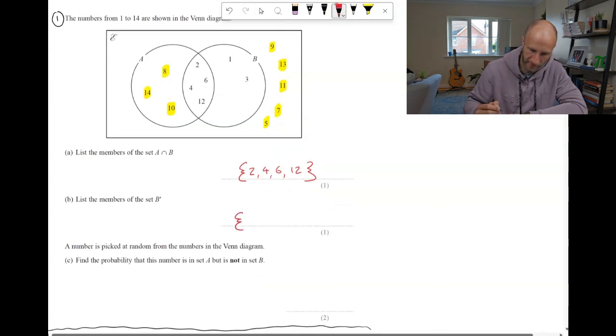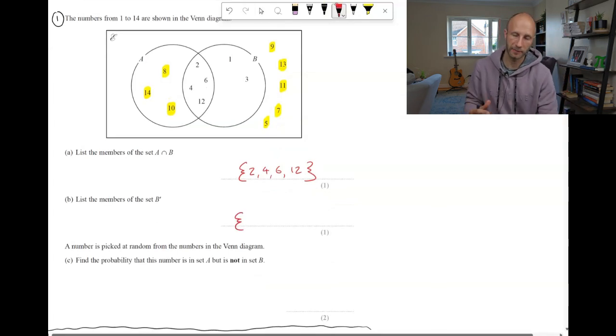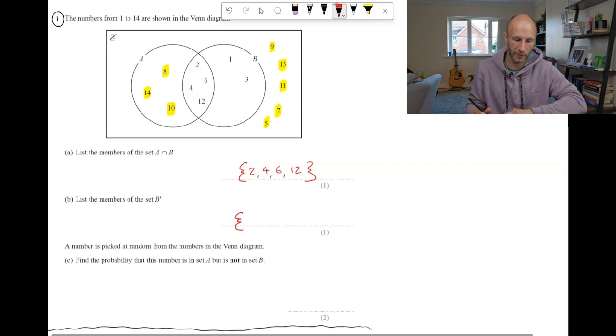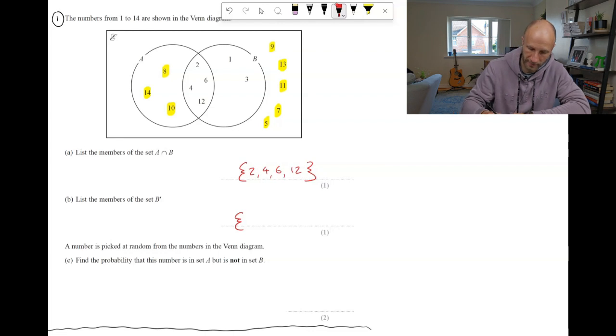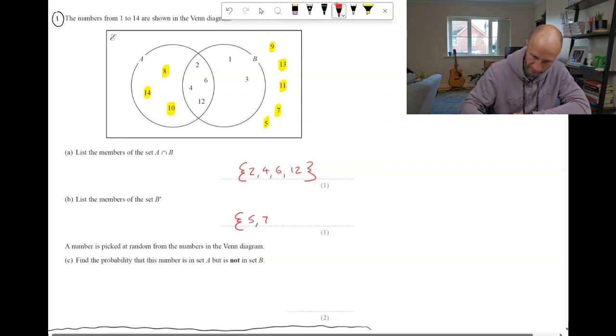Again, I'll open up my curly bracket. Not necessary for this, but it saves you getting it wrong if you do have to put it in. And then just list the numbers. You can put them in any order you want. Ascending order is fine, but it doesn't have to be, as long as they're correct and they're in there. So I'll go for ascending order. So we're going to have 5, 7, 8, 9, 10, 11, 13, and 14.